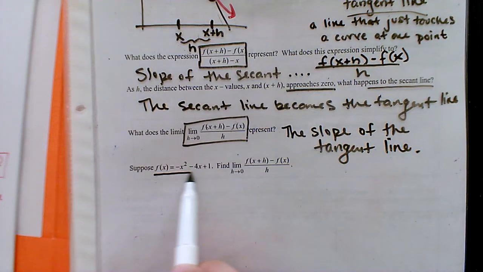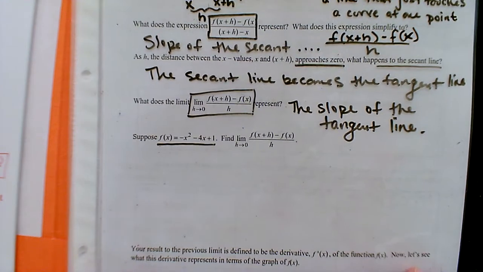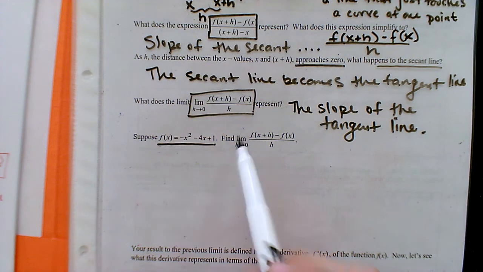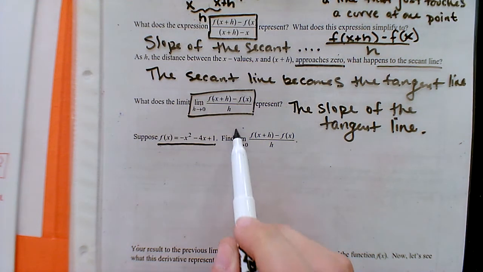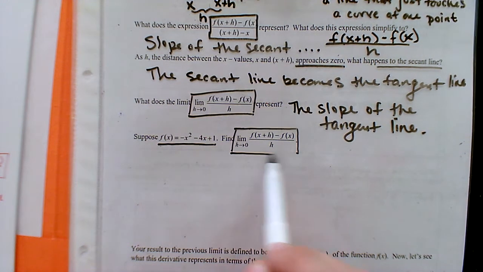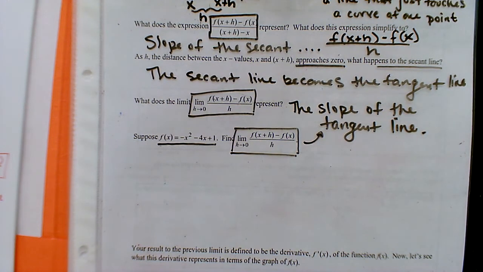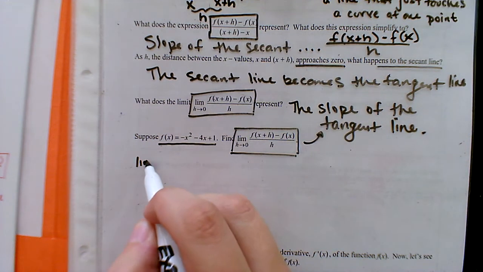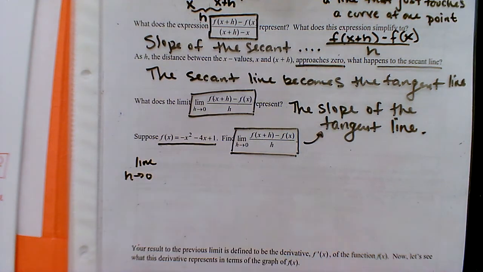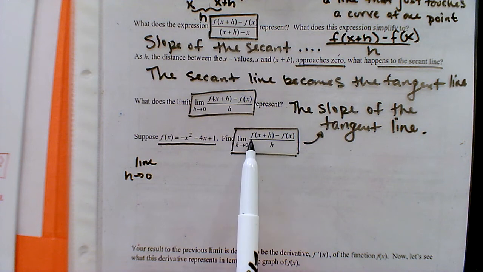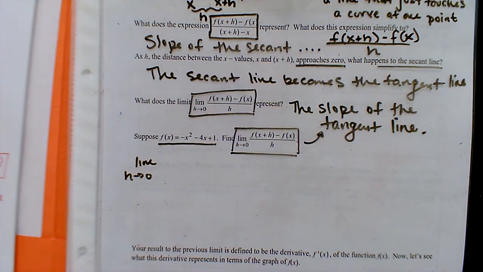So we're going to check out our first example here. Suppose our curve or function was that quadratic, negative x squared minus 4x plus 1. We're going to find the value of this limit, and this limit is representing the slope of a tangent line at any point we want. So let's check out this limit. If you look at the first piece in the limit, f of x plus h, what is that notation telling us to do? What does that mean?